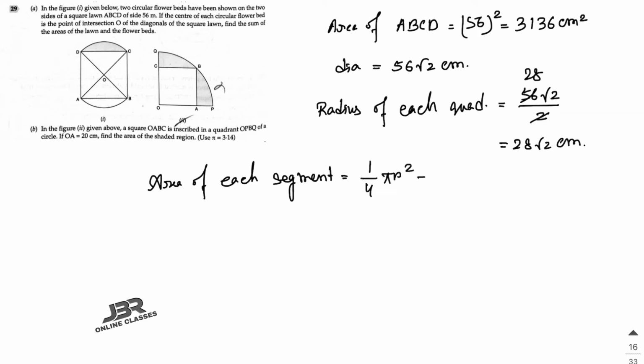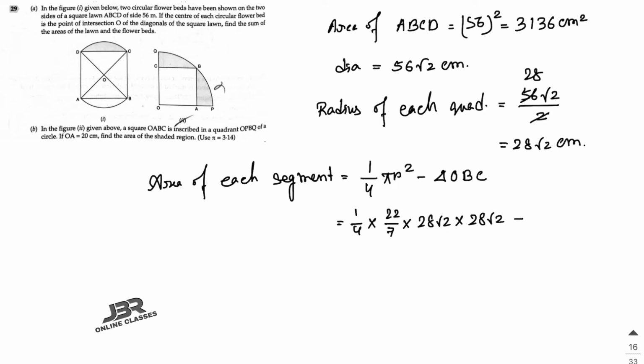Minus the area of triangle OBC. So 1 by 4 pi r square minus the area of triangle OBC. Here 1 by 4 pi means 22 by 7, and r square means 28 root 2, again 28 root 2.